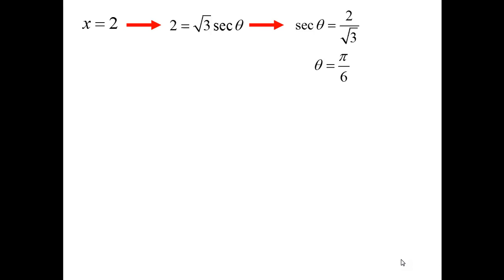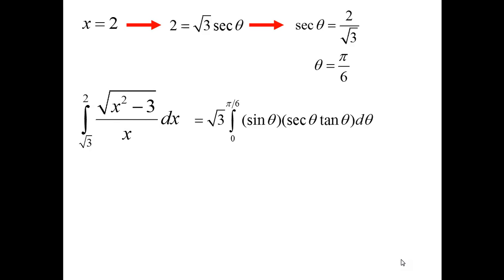We need to do the same thing with the upper limit of integration. So if x is equal to 2, we get an expression like this. Divide by the square root of 3, we get this. And you need to ask yourself, which angle has secant equal to 2 over the square root of 3? Remember, that's really saying, where does cosine equal square root of 3 over 2? And that would be at pi over 6. If we put it all together, our new integrand turns into this.